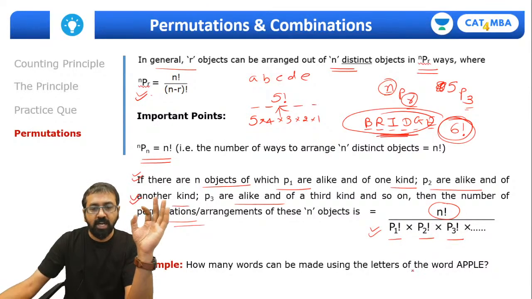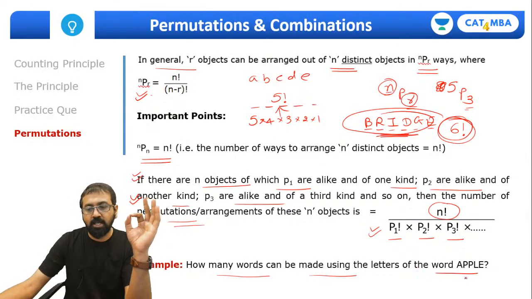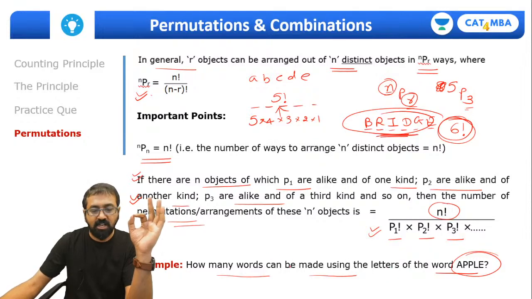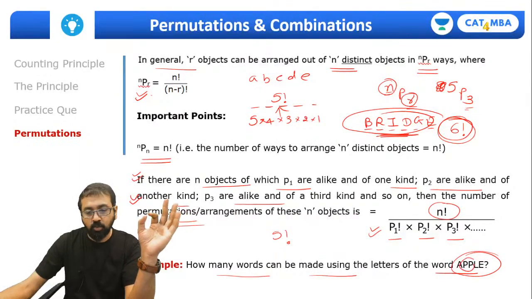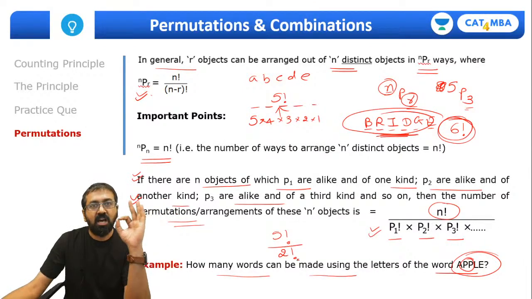So let's quickly look at one scenario. How many words can be made using the letters of the word APPLE? How many letters are there in this word? Of course, there are 5 letters. So it would have been 5 factorial had all the letters been different. But here there are 2 P's, so we will have to divide by 2 factorial. Are we clear with this point?